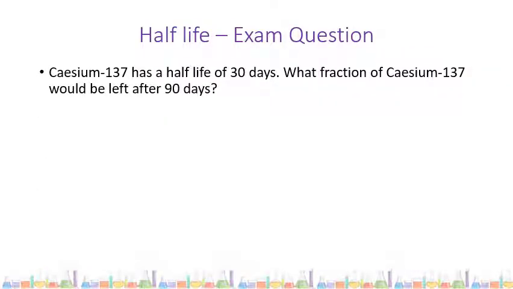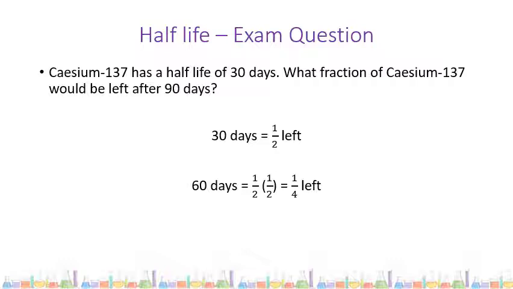Cesium-137 has a half-life of 30 days. What fraction will be left after 90 days? So in the first 30 days, we're going to lose half of them. So we will only have half of our isotopes left. In the next 30 days, we will lose half of that half. So we will have a quarter left. And in the final 30 days, so on day 90, we will have a half of that quarter left. So we will only have 1/8 of the original amount of isotopes left.